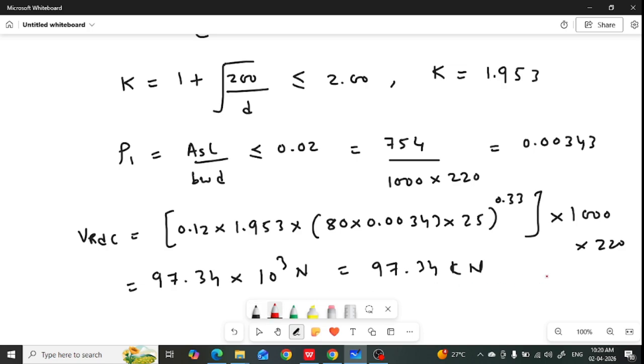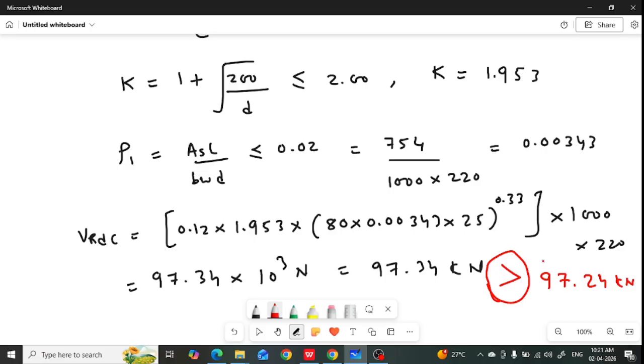And what is the design ultimate shear force? We have calculated it. The design ultimate shear force is 97.24 kilonewton. So the capacity is more than the design shear. The capacity of the shear is 97.34, that is VRDC, and the design ultimate shear force is 97.24. So whatever section we have designed, it is okay with respect to the shear force. It can resist the shear force.